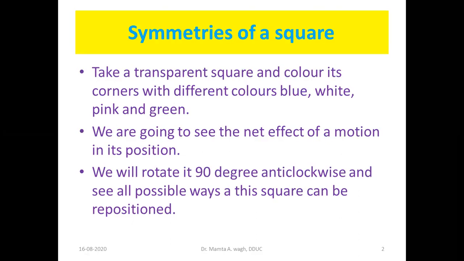To discuss this group structure, we have to take a transparent square and color its four corners with different colors: blue, white, pink, and green. Then we are going to see the net effect of a motion on its position. That means if you move or rotate it, what is the effect of that motion on the position of the square? We are going to rotate it 90-degree counterclockwise and see all possible ways this square can be repositioned.